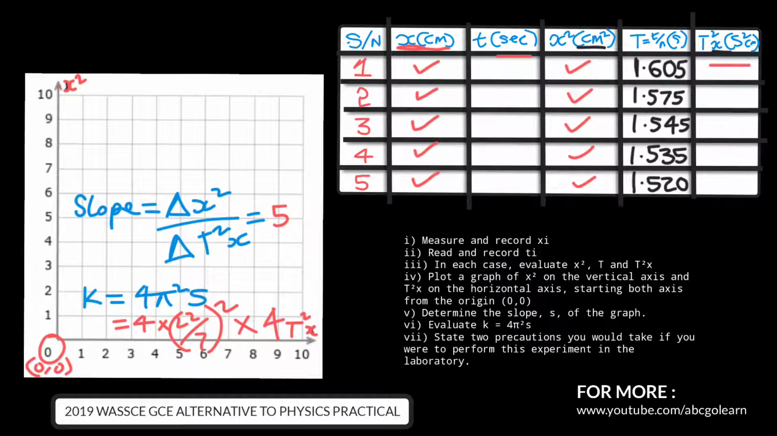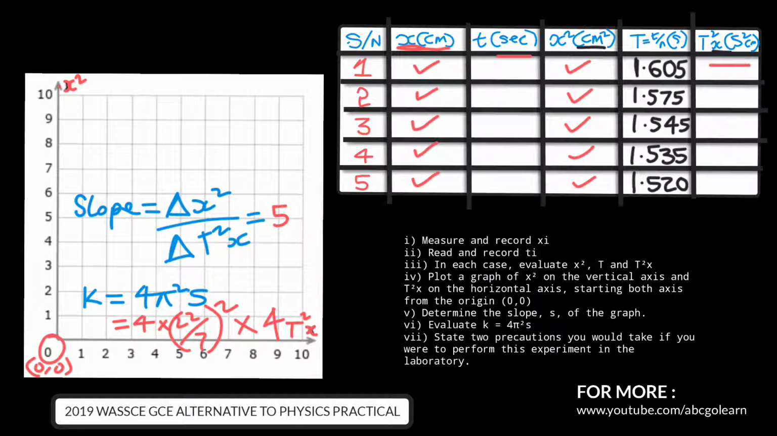Now the next one is what? The next one is for you to state the two precautions you would take if you were to perform this experiment in the laboratory. Just like you can see, this is an alternative to practical. It's not the real practical. So for you to state the precaution, you should put, I would have avoided.